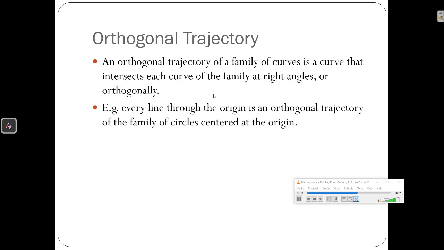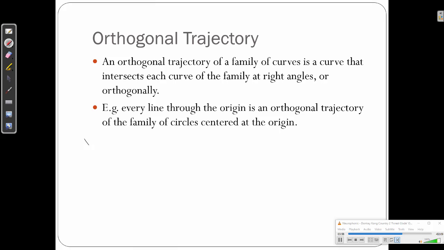First, orthogonal trajectories. So, for example, suppose we looked at an equation, x squared plus y squared equals, well, let's make it 4, right? Well, if you look at that, this is a circle of radius 4 centered at the origin. Awfully drawn, doesn't really matter.